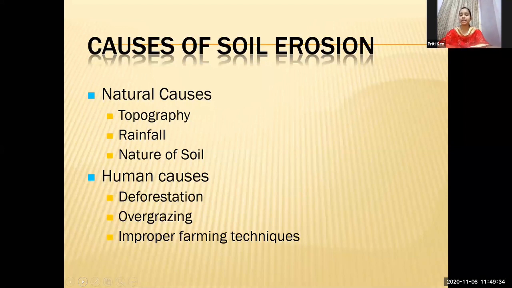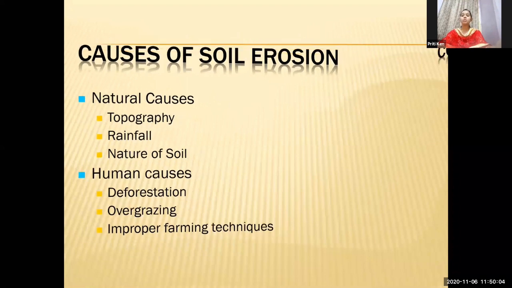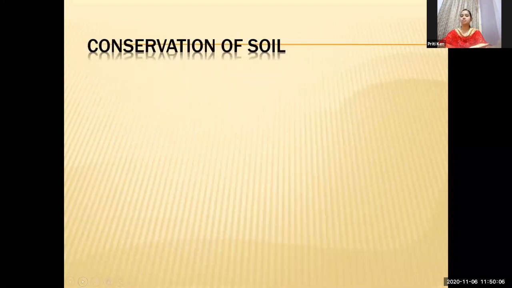Improper farming techniques, this is also a human cause. Some farmers are using improper farming techniques for greater quantity of crops. For growing a high quantity of crops, they use many farming techniques which are not proper, and it causes soil erosion. So in this we have seen the natural causes and human causes. Natural causes we can't change, but human causes we can change.